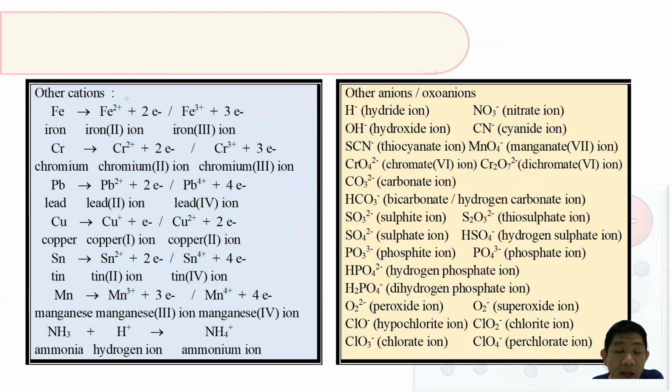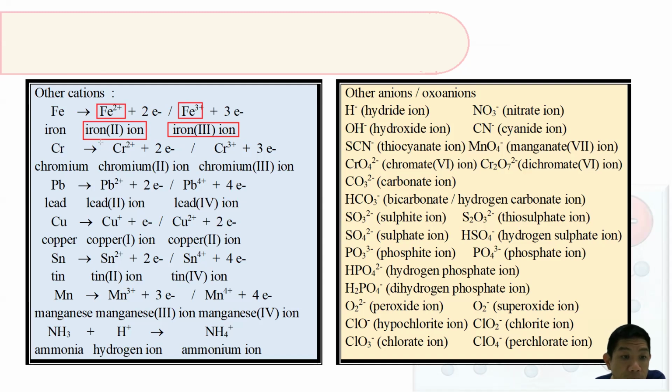Now, for elements that can exist in more than one oxidation state, usually to represent the formation of the ion or to name the ion, we put the Roman numeral that represents the charge of the ion itself. For example, if iron donates 2 electrons to form Fe2+, you name it iron 2 ion. If iron were to donate 3 electrons, you form iron 3 ion.